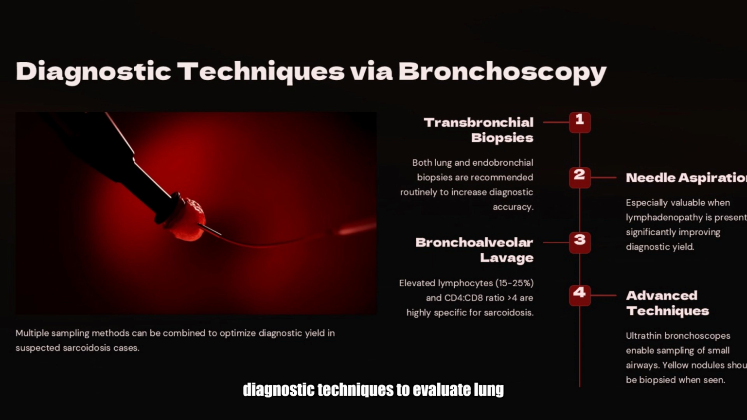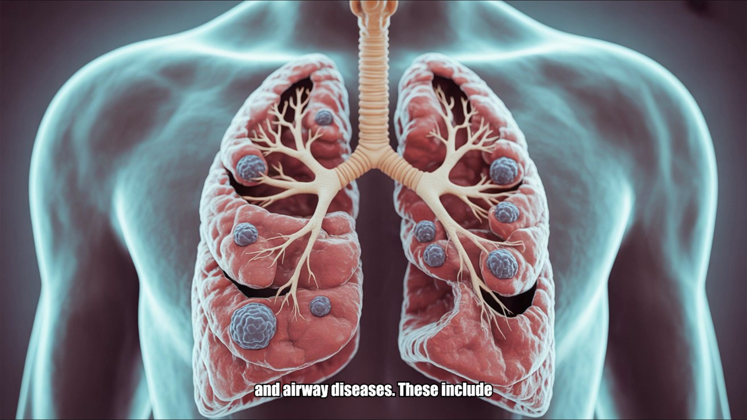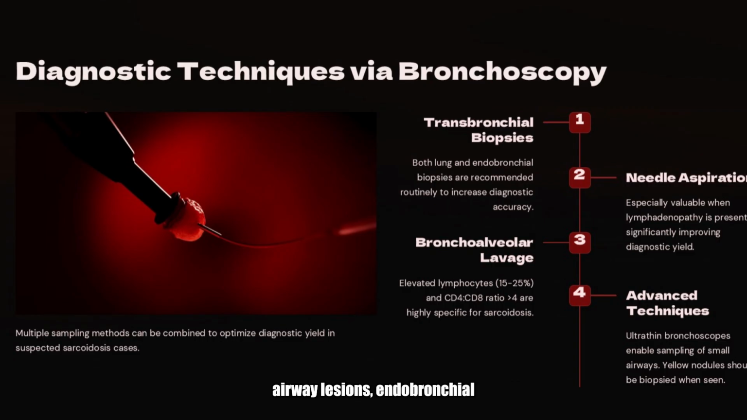Bronchoscopy enables several key diagnostic techniques to evaluate lung and airway diseases. These include bronchoalveolar lavage (BAL) to collect fluid from the lower airways, transbronchial lung biopsy (TBLB) for sampling lung tissue, and endobronchial biopsy (EBB) for visible airway lesions. Endobronchial ultrasound guided transbronchial needle aspiration (EBUS-TBNA) allows precise sampling of mediastinal and hilar lymph nodes. Together, these methods help diagnose infections, sarcoidosis, cancer, and other interstitial lung diseases with high accuracy.